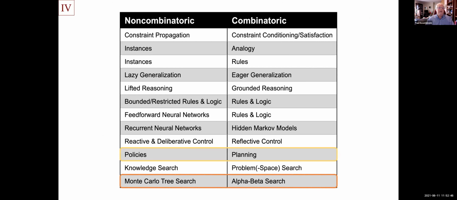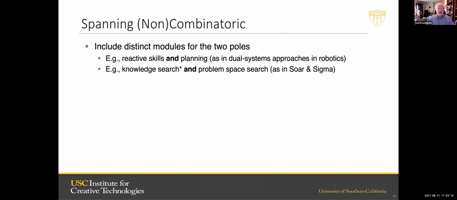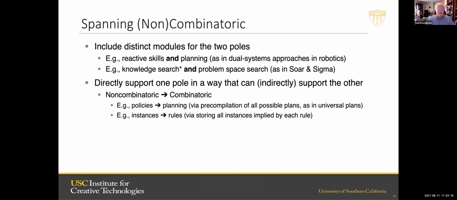Okay, quickly, the last dichotomy, non-combinatoric. An interesting one here is Monte Carlo tree search versus alpha beta search. They both are game tree search. The first one does a bounded number of paths though, so it's non-combinatoric. Alpha beta, though it does a lot of pruning, is still combinatoric. Again, trade-offs, there are two here worth note: basically efficiency versus accuracy, and simplicity and learnability versus usability. Spanning, again, is just adding multiple modules. I'll kind of skip over that.